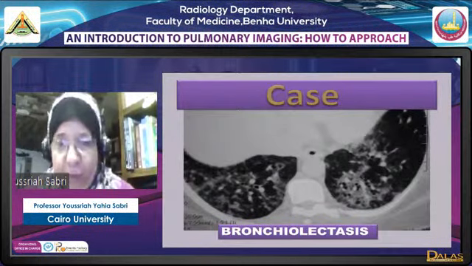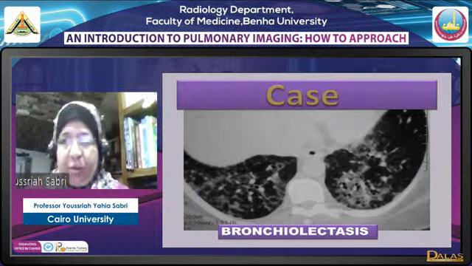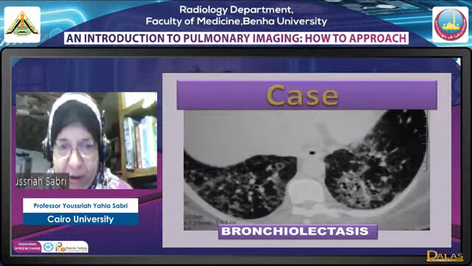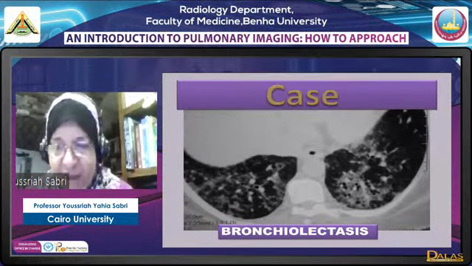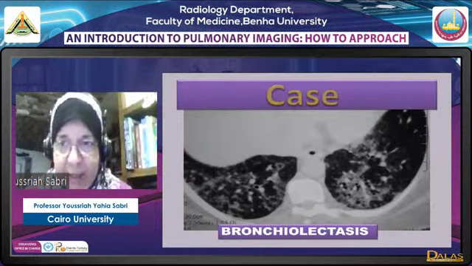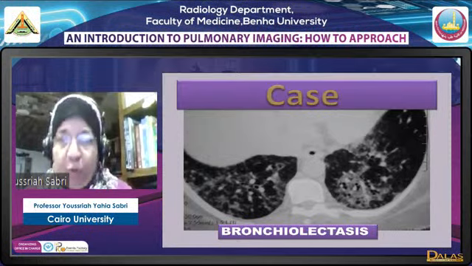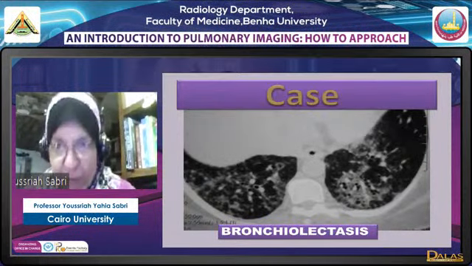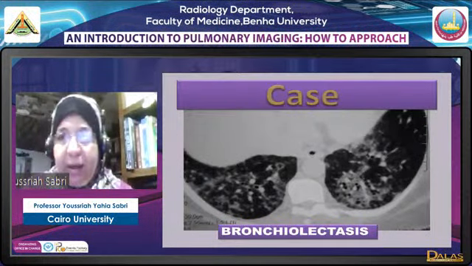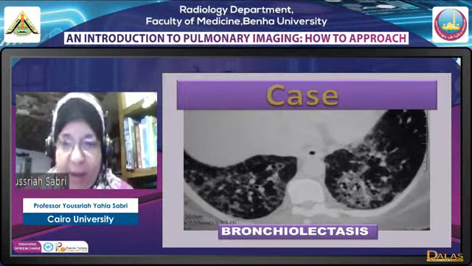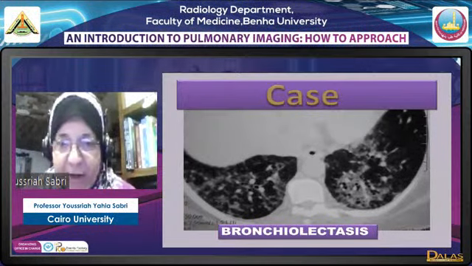Going to the small airway. Small airways are bronchioles. What are the possible lesions that we need? The commonest is traction bronchiolectasis. Bronchiolectasis means widening of the bronchioles. We don't normally see the bronchioles, okay? We only see diseased bronchioles, okay? The commonest is traction bronchiectasis.